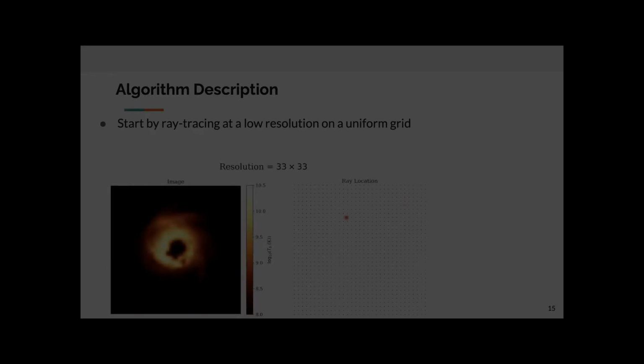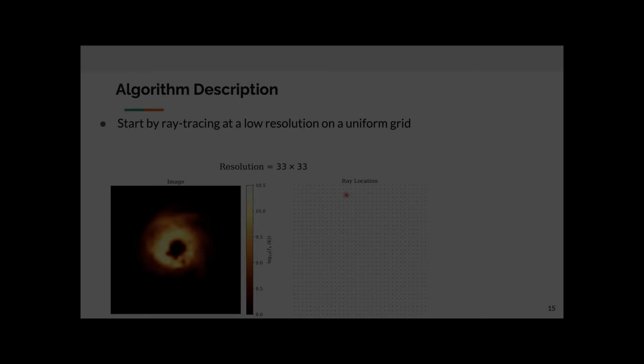All right, so our algorithm worked in the following way. If we want to generate a high resolution image, we start by ray tracing this image at a low resolution on a uniform grid. So we might start, for example, with just 33 by 33 rays fired backwards on a uniform grid and computed to determine the intensity at each ray, giving rise to, at this point, a relatively blurry image. And it's blurry at this point because the rays are so sparsely spaced on this grid.